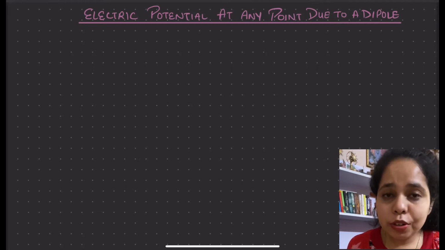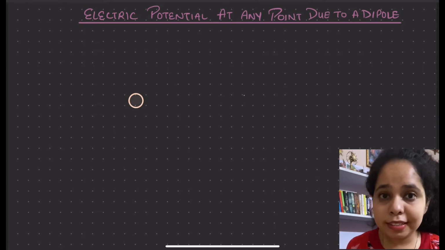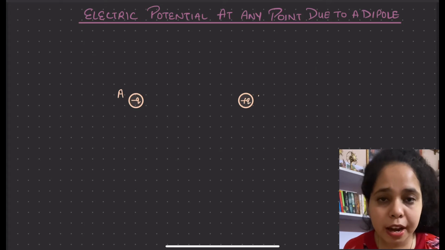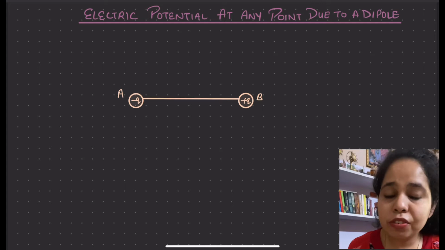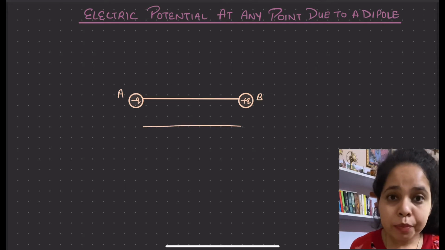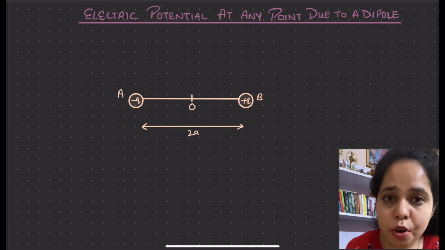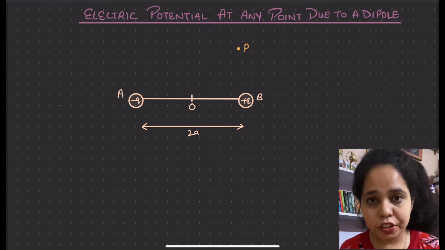First of all, we need to consider a dipole, that is a pair of equal and opposite charges separated by a very small distance, and let us suppose that minus q charge is placed at point A and plus q charge is placed at point B, and this separation is marked as 2a, which is called the length of the dipole. Now we will consider the center of the dipole as point O, and we will consider a point P at which we need to find the value of electric potential.